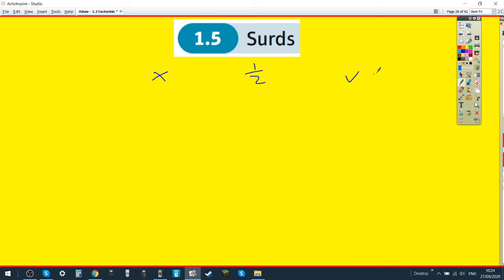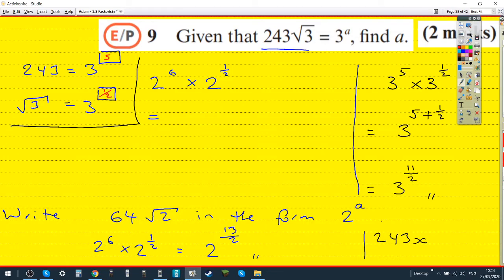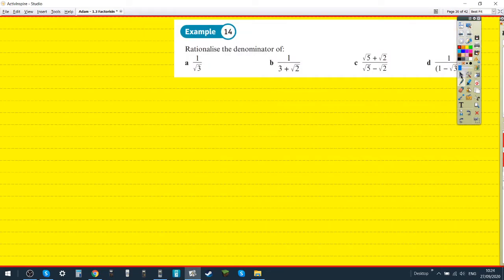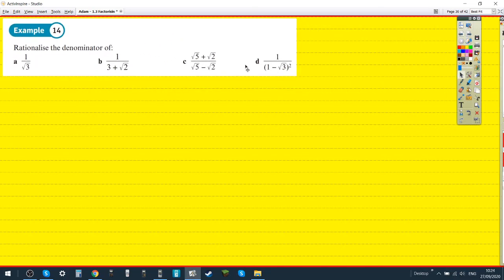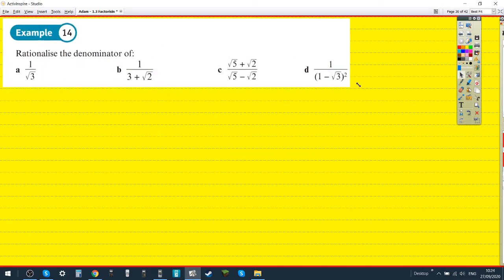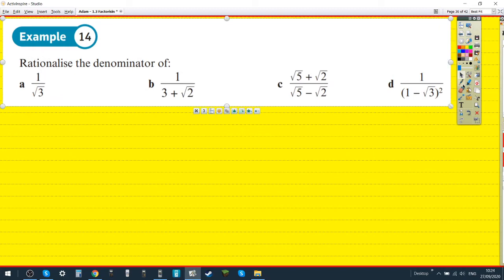So, surds, what do you give yourself? Most of it was okay, so I'd probably say between a half and a tick again. Okay. And that was, to be fair, the very last question. So, yeah, those are the ones that aren't easy. Okay. What does this mean? Rationalize the denominator. You have to rearrange it. And how do you do that?